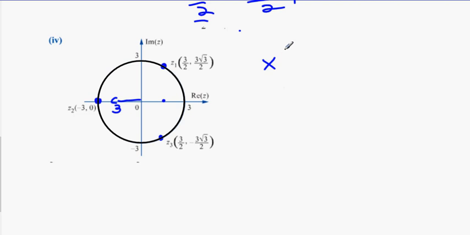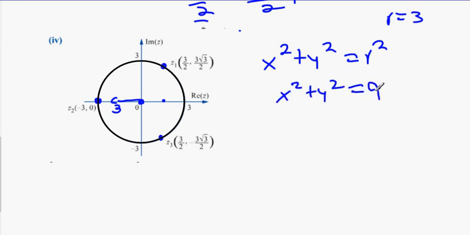The equation of a circle is x squared plus y squared equals r squared. That's the equation which has centre 0, 0. R equals 3, so the equation is going to be x squared plus y squared equals 9. Okay, so that's what we have for us. X squared plus y squared equals 9.